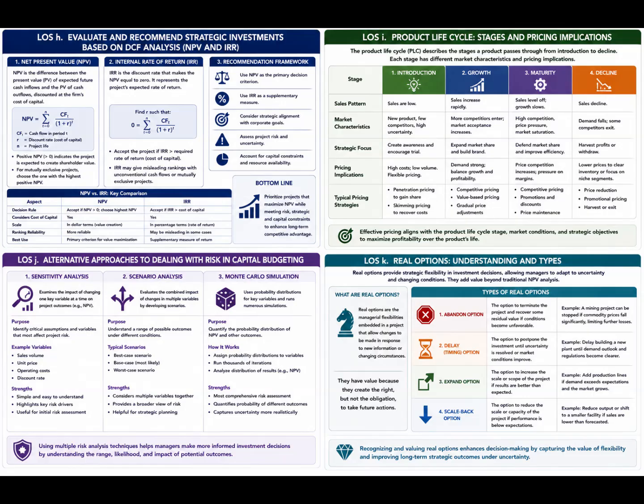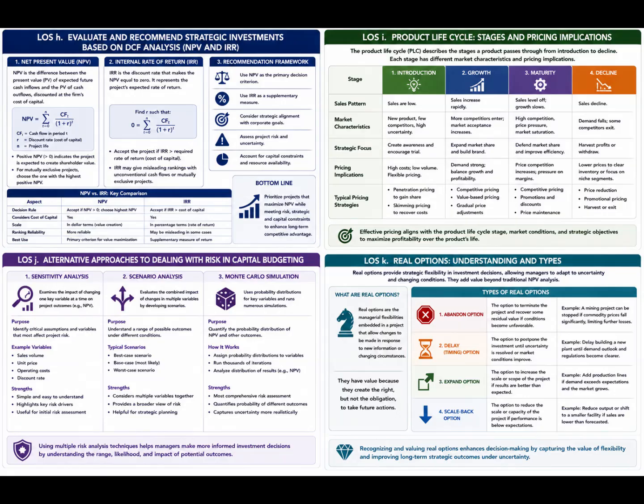Sensitivity analysis examines how changes in a single variable, such as sales volume, cost estimates, or discount rate, affect project outcomes like NPV. It identifies critical assumptions and highlights variables that most influence project risk, allowing managers to assess vulnerability. Scenario analysis evaluates the combined impact of changes in multiple variables by developing best case, base case, and worst case scenarios. This approach provides a broader understanding of potential outcomes under different economic or competitive conditions.